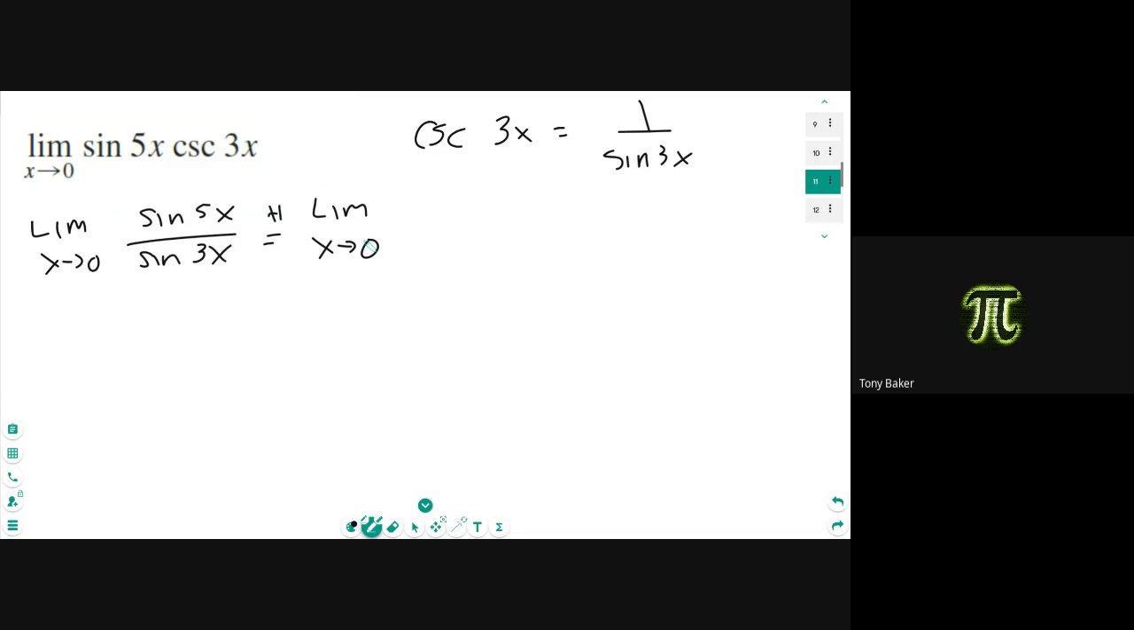So what's the derivative of sine of 5x? What's the derivative of sine of x? Cosine of x. But we have to do the chain rule because we have a 5x inside. So what am I multiplying the cosine by? 5. So it's 5 cosine 5x. Don't forget to put the 5x back inside. And the bottom is going to be 3 cosine 3x. Now if I plug in 0, cosine goes to 1, not 0. So this becomes 5/3. And no, you cannot cancel that out and get the answer. That would be wrong.